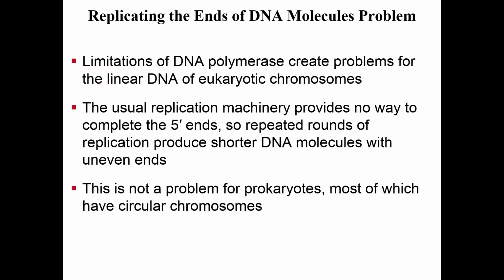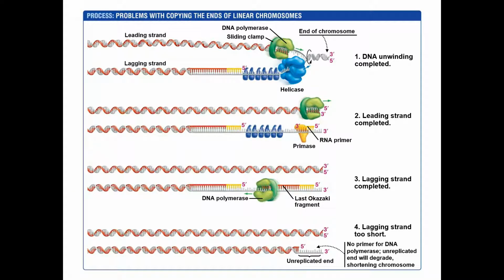Now, there is a problem in that eukaryotic chromosomes are linear. So you can't replicate the ends of the lagging strand. That's a problem. The ends of the lagging strand aren't replicated. So that means that with each round of replication, the DNA molecule itself becomes shorter and shorter and shorter. Now, this isn't a problem for prokaryotic cells because they have circular chromosomes, so everything's replicated. This is referred to as the end of replication problem.